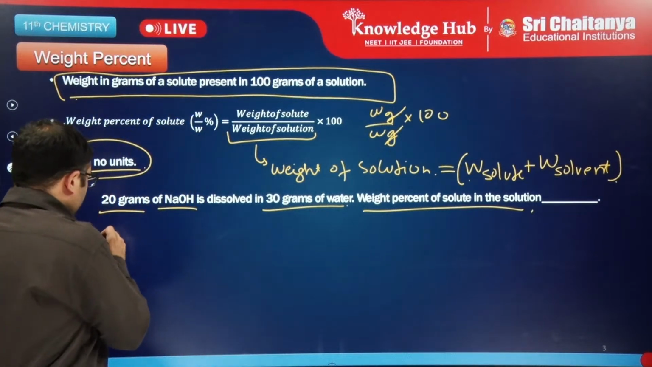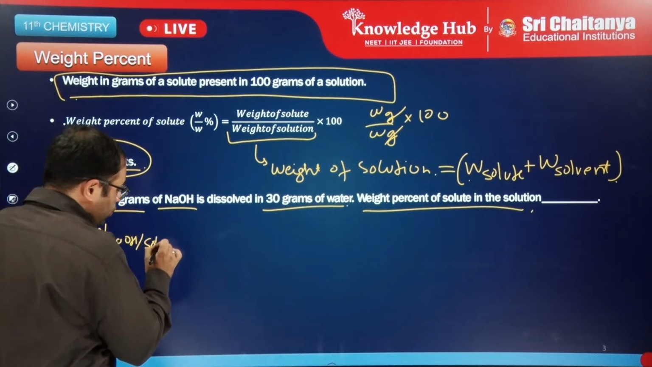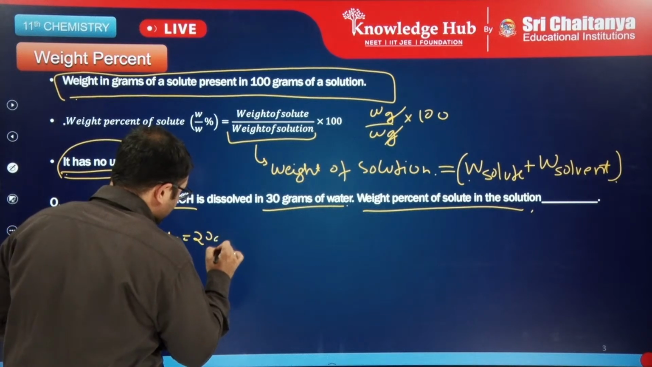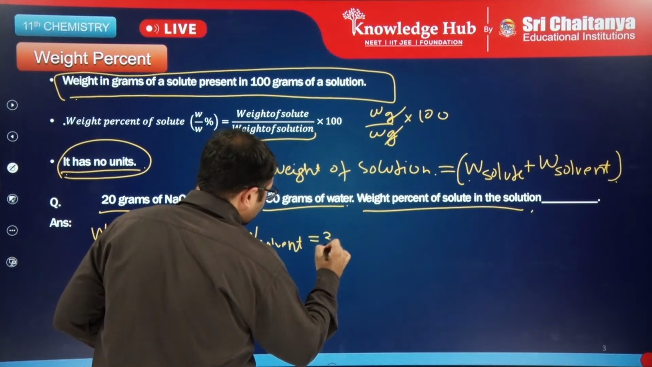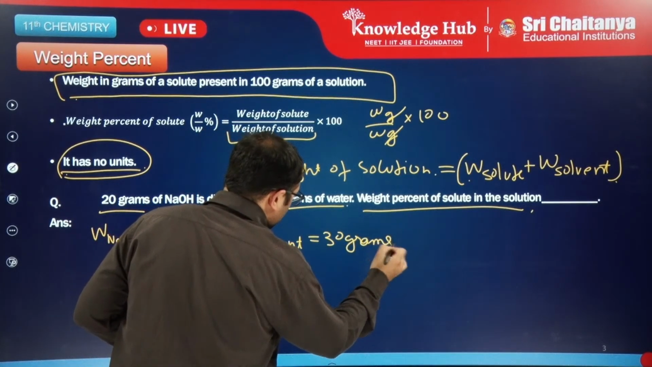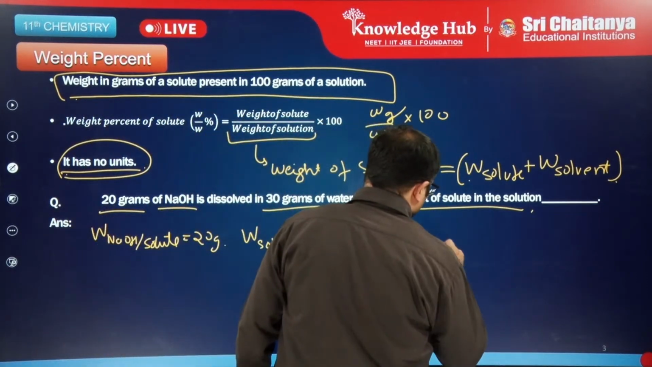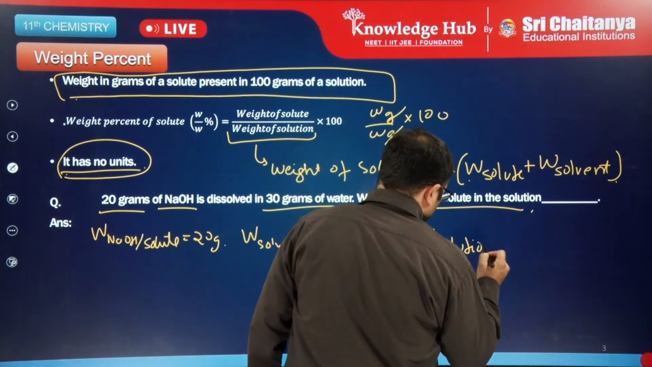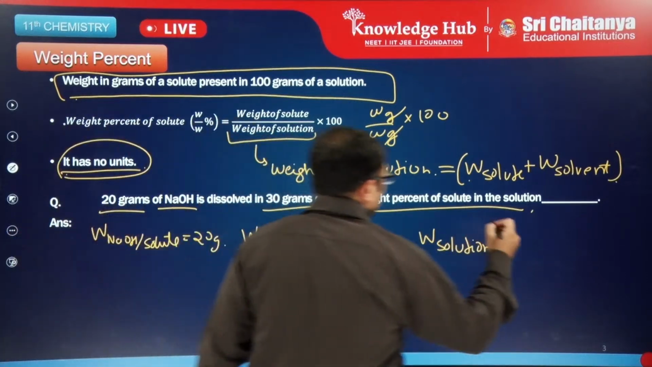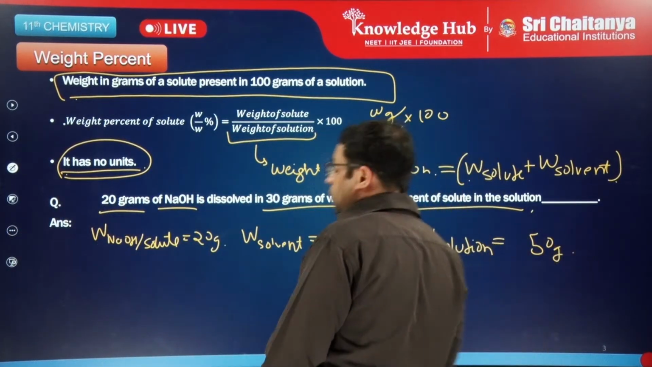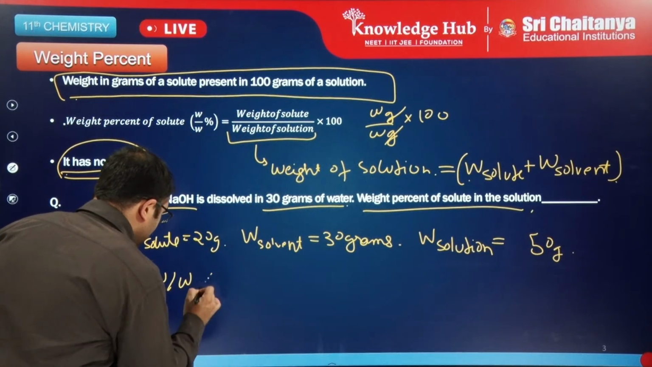Now what has been given to you? See, weight of NaOH, aka solute, is 20 grams. Weight of solvent is 30 grams. So you have to find the weight percentage. For weight percentage, you need the weight of solution. So solute is there, solvent is there, add them up, you will get 50 grams. Now the field is set to calculate weight by weight percentage.